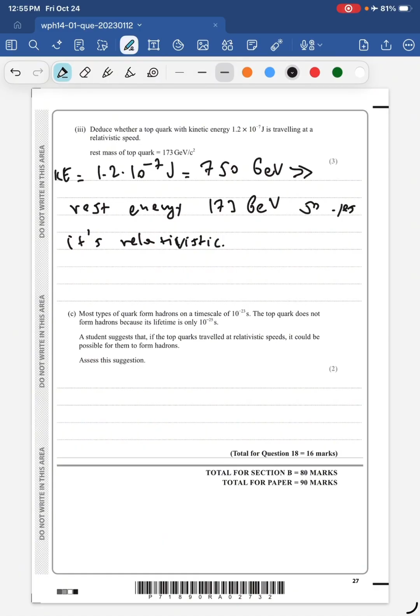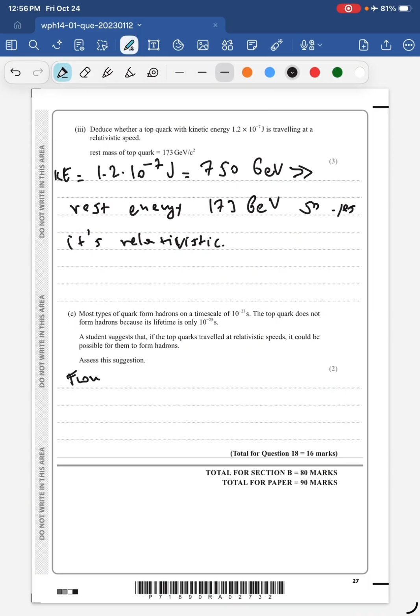Most types of quark form hadrons on a time scale of 10 to the negative 23 seconds. The top quark does not form hadrons because its lifetime is only 10 to the negative 25 seconds. A student suggests that if the top quarks traveled at relativistic speeds, it could be possible for them to form hadrons. Assess the suggestion. So the suggestion is wrong pretty much.